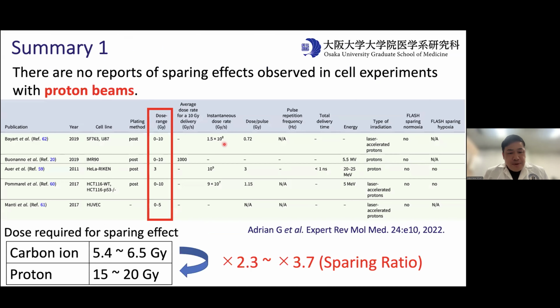In most previous reports, the dose was up to 10 gray, and it's possible the dose was not sufficient to observe the sparing effect. So based on our experiments, successfully observing the sparing effect with two kinds of radiation sources, we wanted to predict where the sparing effect will occur. So we simply took the ratio like this.